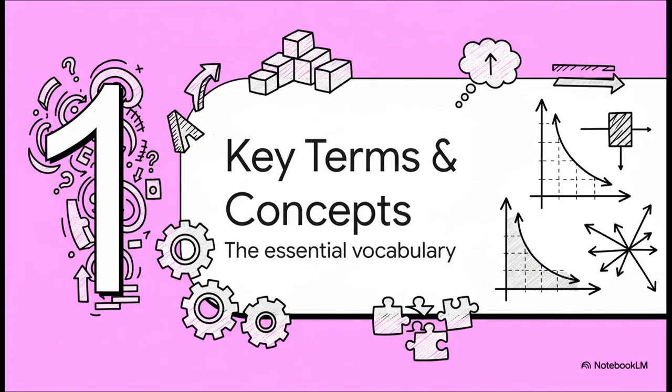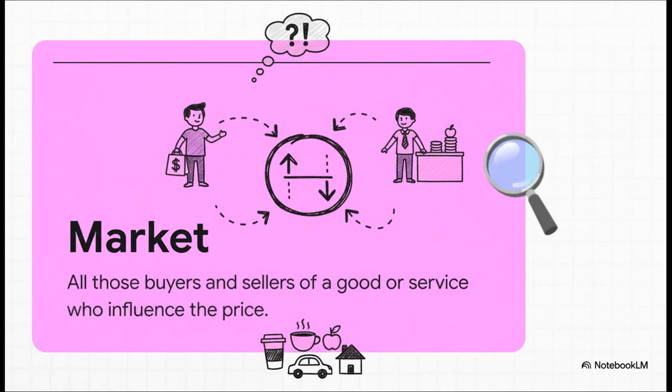Okay, first things first. Before we can really get into the big picture of how prices get set, we all need to be speaking the same language. These are the foundational ideas for everything else we'll cover. First up, the most basic concept of all, the market. Now, this isn't just a physical place. It's really any situation where buyers and sellers come together.